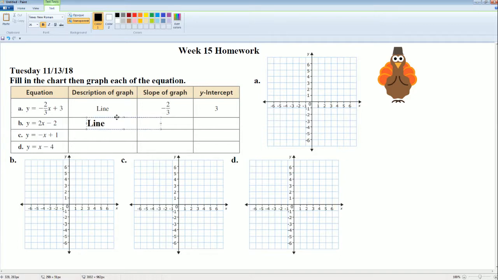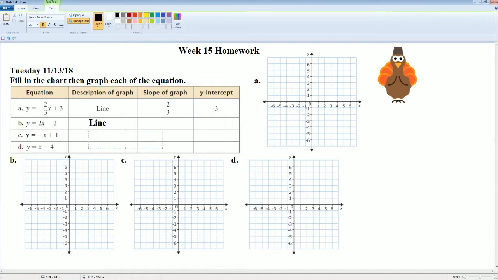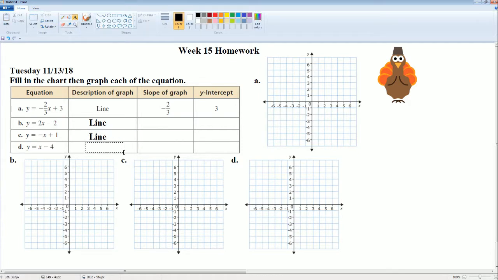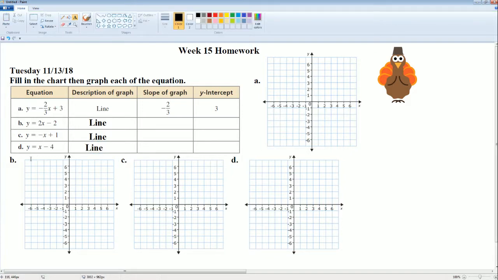These are all lines. That's a line. This is also going to be a line. This is also a line. Okay. They're all lines because they're all in the format of y equals mx plus b. Alright. So let's look at this. We want to first find the slope.